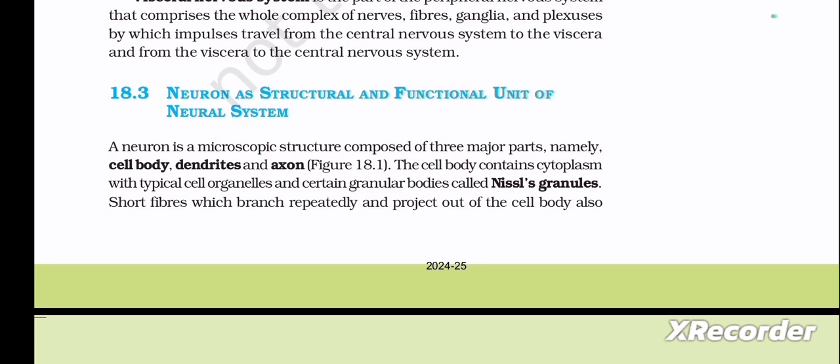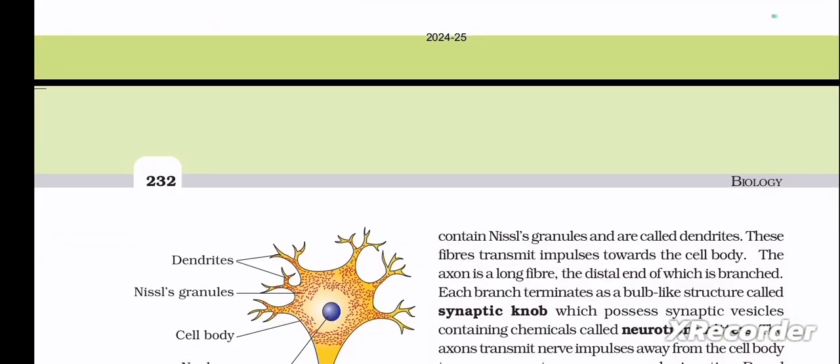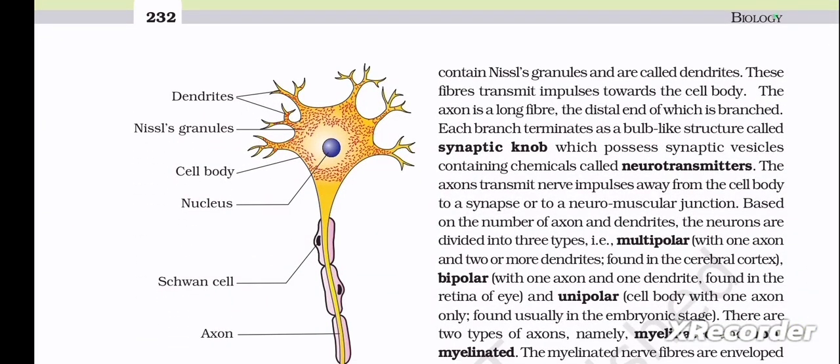Next is 18.3 Neuron as a structural and functional unit of neural system. A neuron is a microscopic structure composed of three major parts, namely cell body, dendrites, and axon. The figure you can see in 18.1. The cell body contains cytoplasm with typical cell organelles and certain granular bodies called Nissl's granules. Short fibers which branch repeatedly and project out of the cell body also contain Nissl's granules and are called dendrites. These fibers transmit impulses towards the cell body.